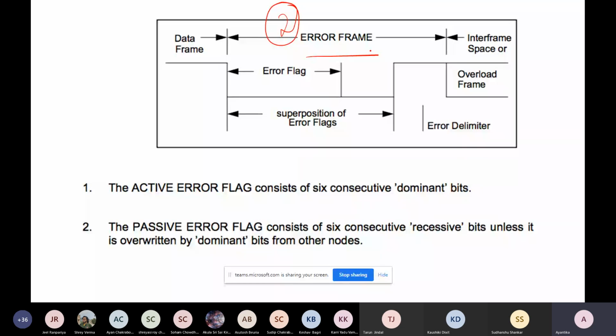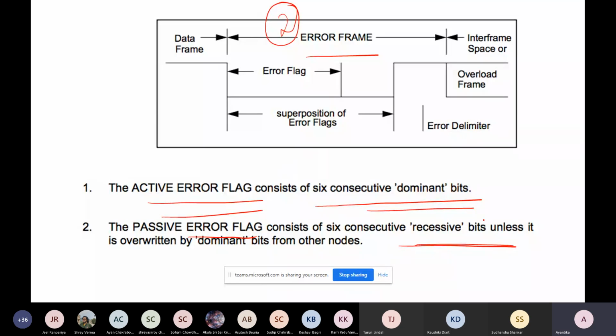Next, in this error frame, when any error is detected, that particular node will generate an active error flag. Now, what is the basic structure of this error flag? It will have 6 consecutive dominant bits. I hope you now know how we represent these dominant bits, and what the voltage level is for those bits. Another error flag is the passive error flag, which is the same but with 6 consecutive recessive bits.